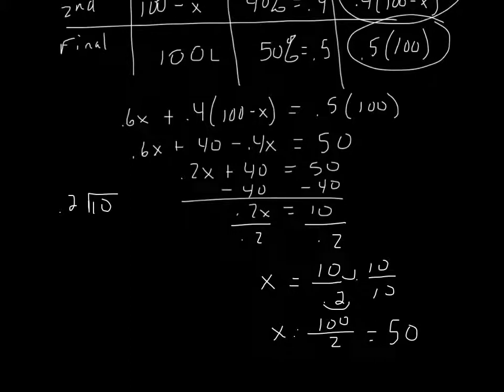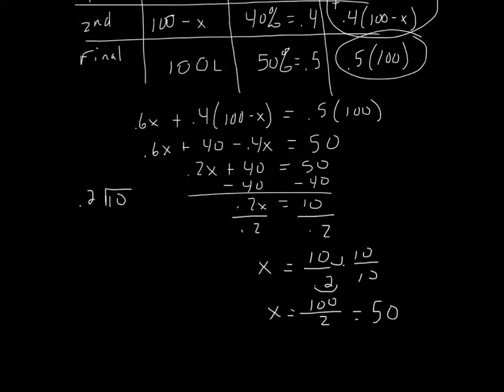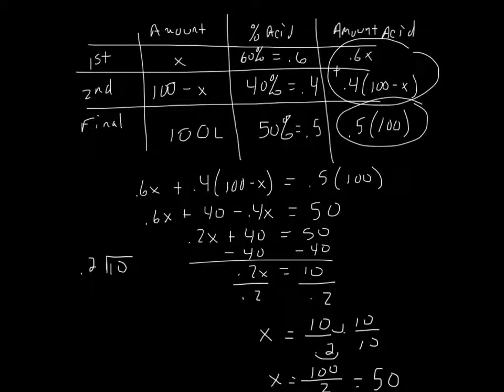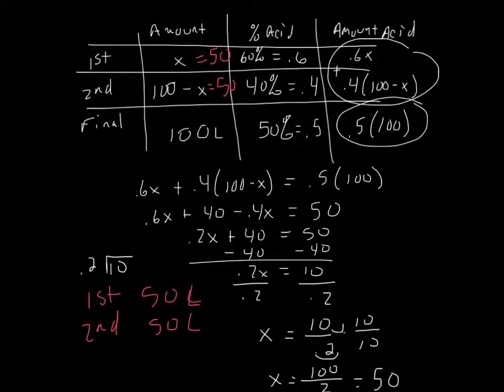So our first solution, let me shrink it down, bring it down a little bit. Let me put this in a different color. So x is equal to 50. So our second solution is 100 minus x, or 100 minus 50. And that's actually the same thing, so it's 50. So first is 50 liters. Second is also 50 liters. Okay? So hopefully that kind of makes some sense to you guys.